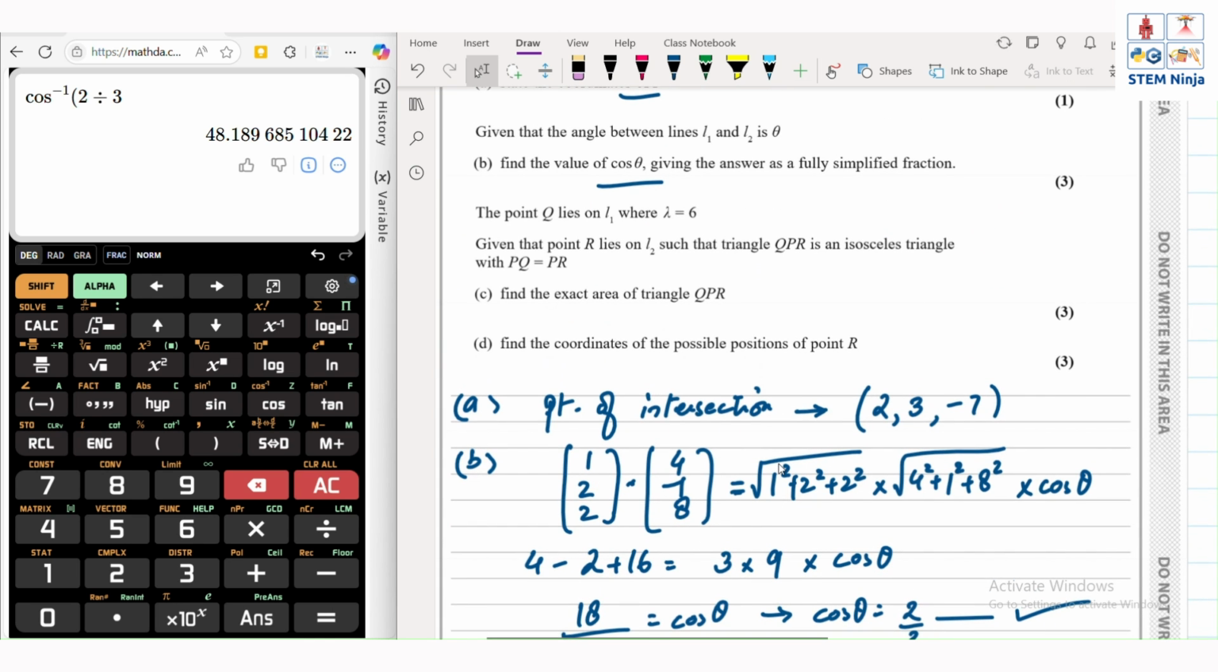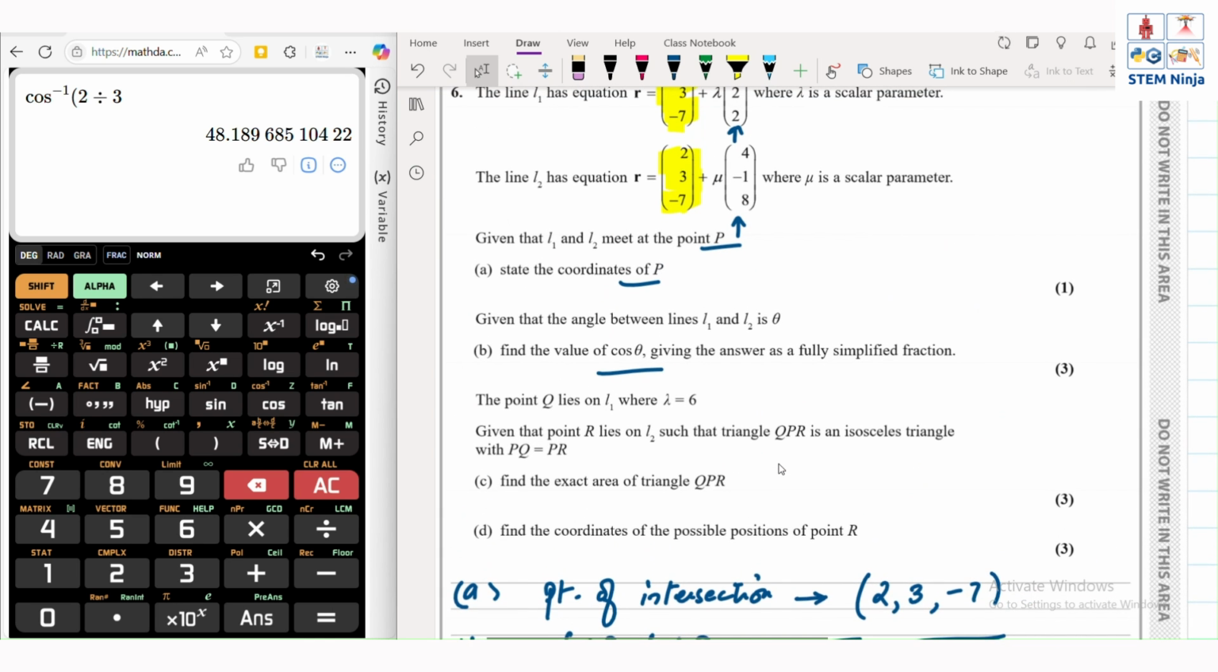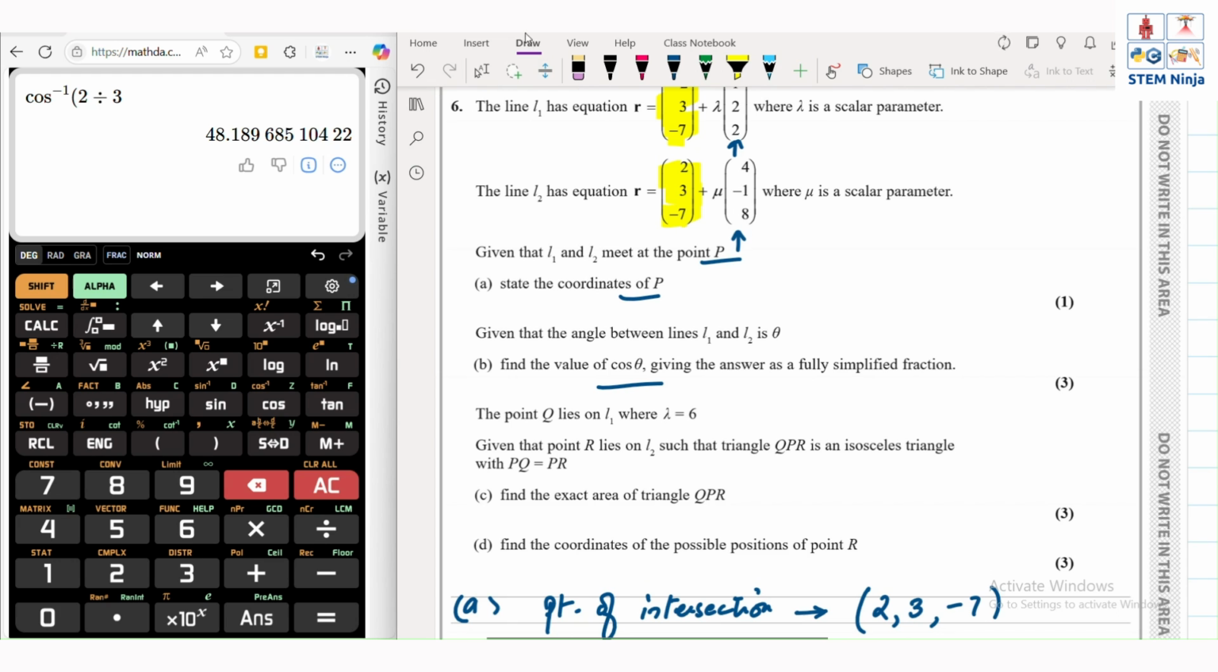Okay. The point Q lies on L1 where lambda is equal to 6. Given that the point R lies on L2 such that the triangle QPR is an isosceles triangle with PQ equal to PR.